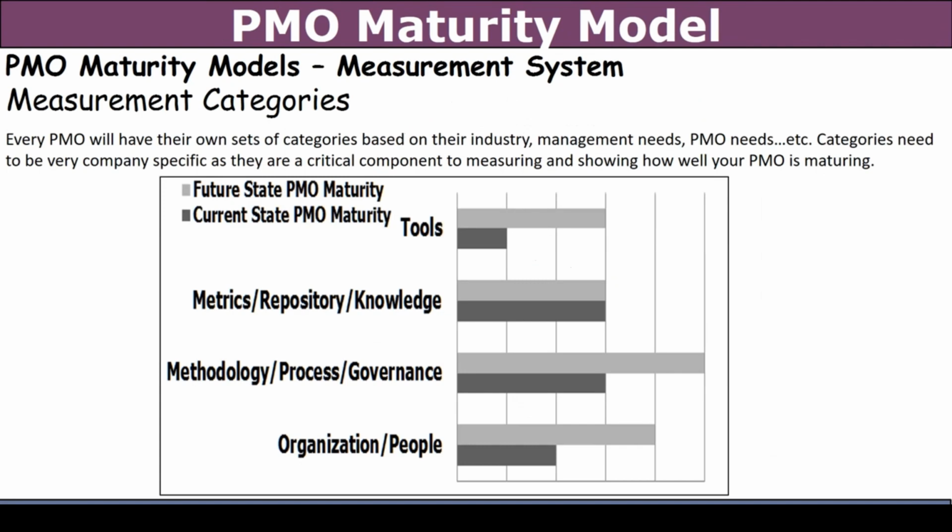So I've got tools, I've got metrics, I've got methodology, I've got organizational people, right? And so what you're seeing here is different categories that are all applicable to the PMO, and how do we measure where we're at? And how do we measure our maturity? You'll see that light gray line that tells us our future score. You see the darker gray line that tells us our current score. And so the value of a PMO maturity model is the differences between those lines, right?